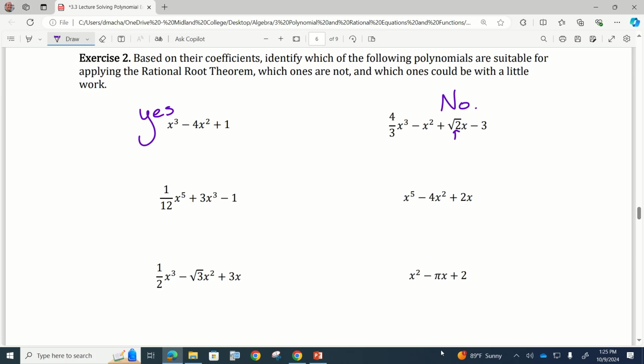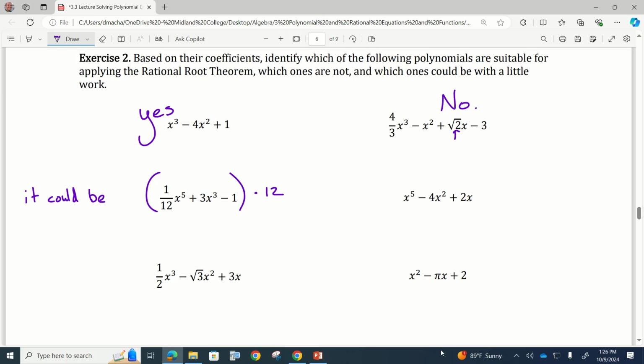What about this one? Yeah, it could be. It's not ready for the rational root theorem right now, but if I take this and I multiply times 12, then I would have all integer coefficients. Okay, what about this one?